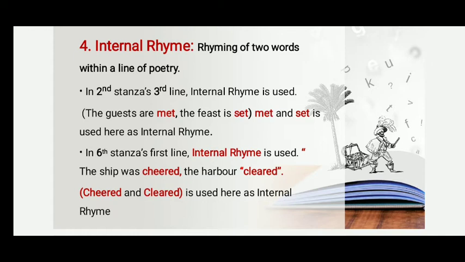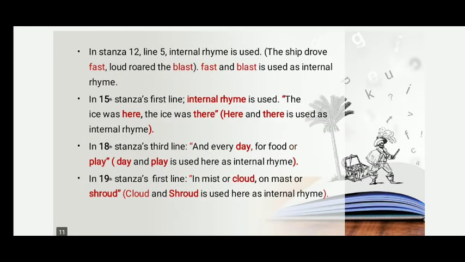In the sixth stanza, first line, internal rhyme is used. Let's see: the ship was cheered, the harbour cleared. Here, "cheered" and "cleared" are an internal rhyme. In stanza 12, line number 5, internal rhyme is used. Let's see: the ship drove fast, loud roared the blast. Here, "fast" and "blast" are used as an internal rhyme.